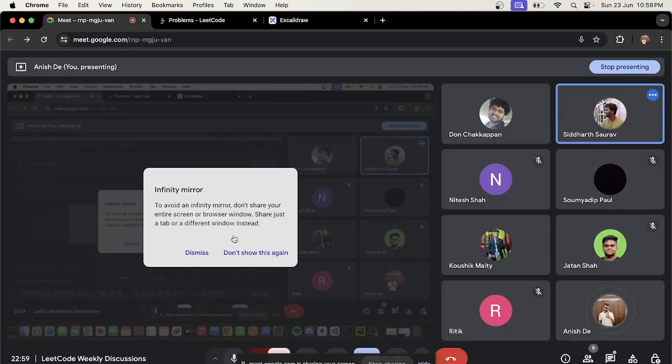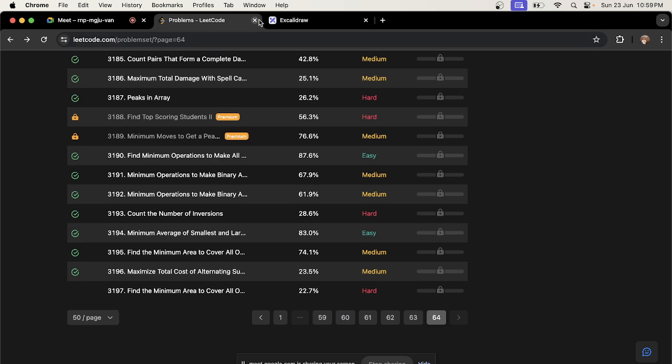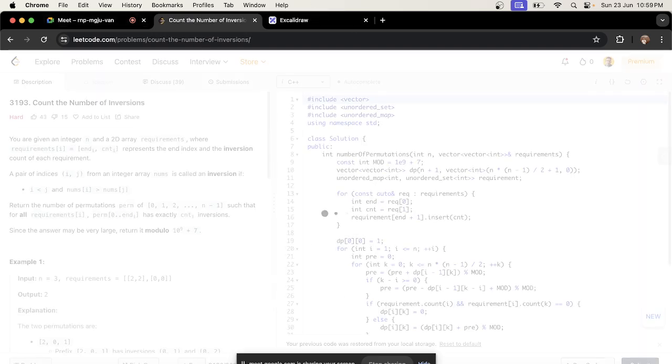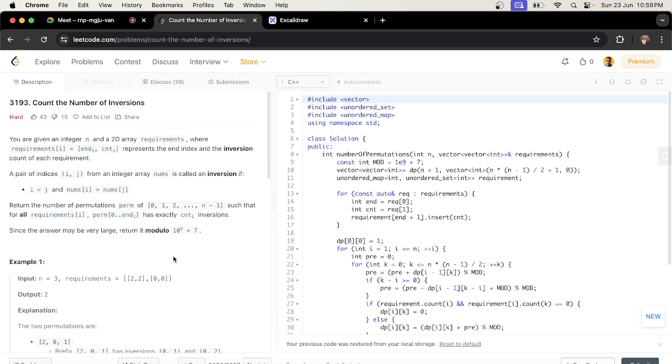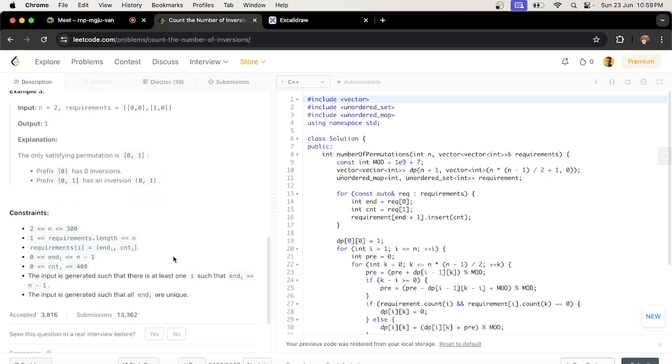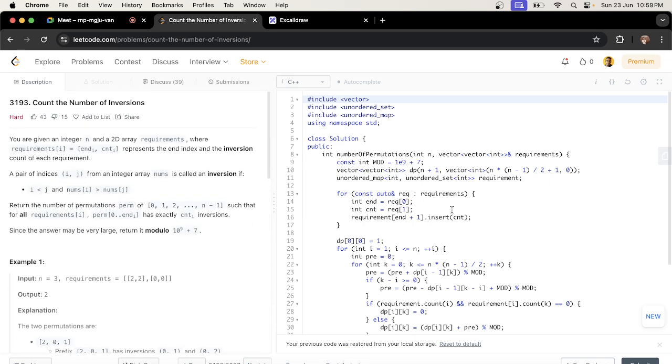Cool. I think we can move to the next question then. So anyone wants to volunteer for the next question? Anyone has solved or upsolved? This is actually a tough question.